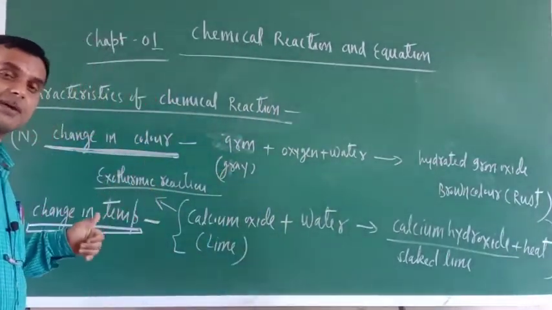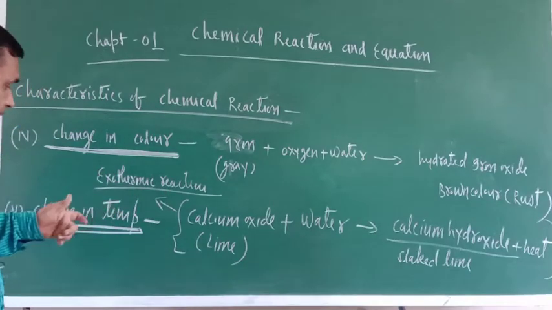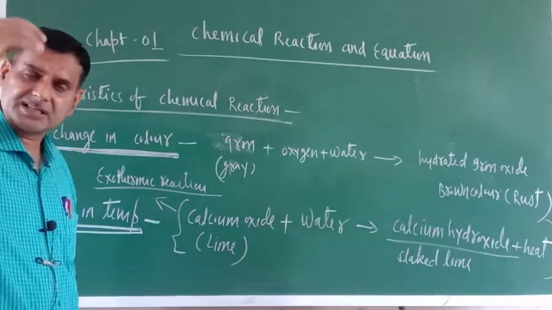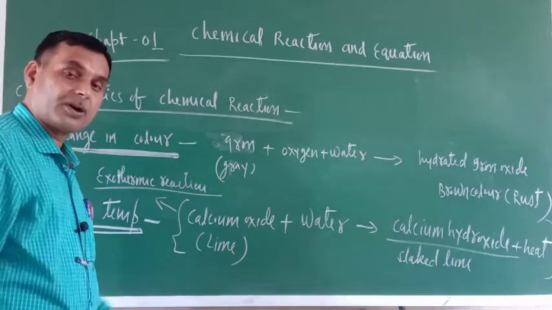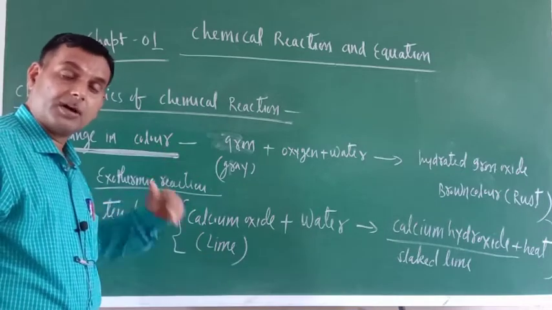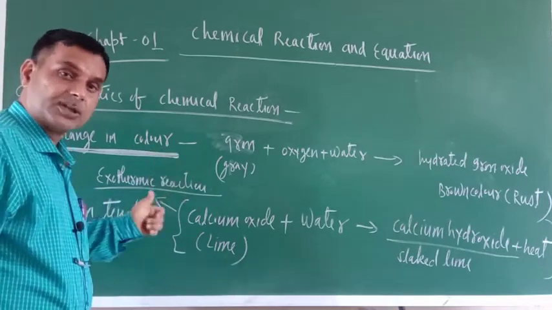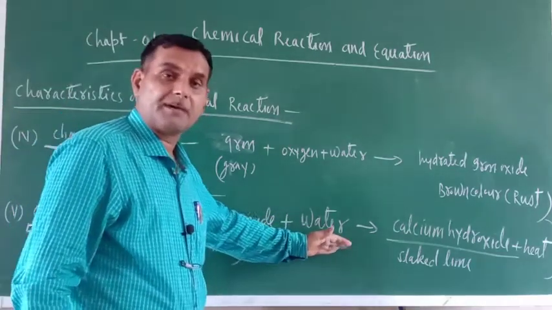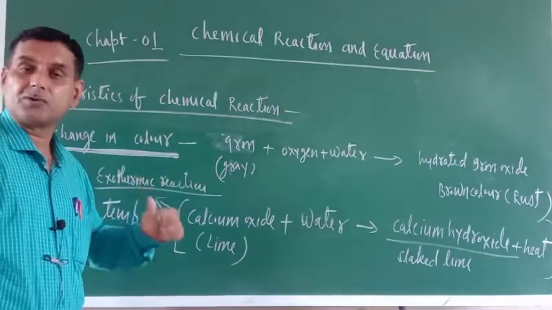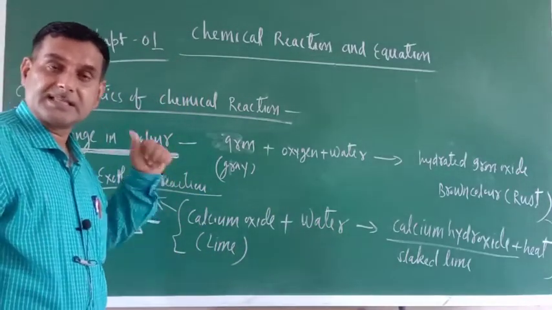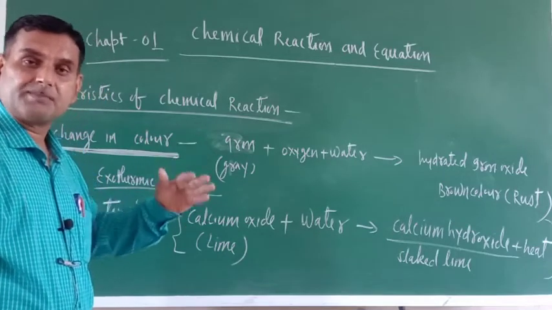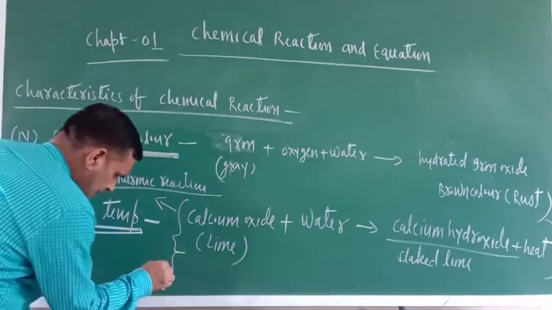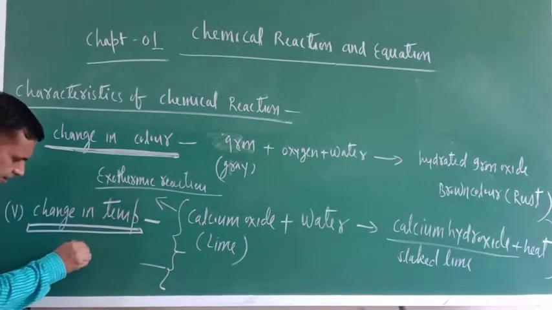So during the course of a chemical reaction there must be a change in temperature. Change in temperature means either heat is evolved or absorbed. If heat is evolved, meaning released, that reaction is called an exothermic reaction. Like this reaction. In some cases heat is evolved, in some cases heat is absorbed. I will give you one more example, called an endothermic reaction.